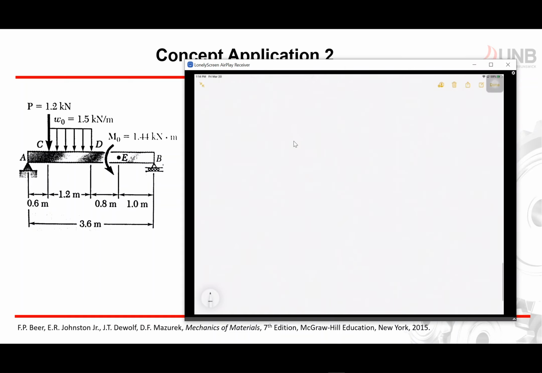Now, if I'm going to draw this beam right here, so that's A, that's B. Now I will just assume a force here, AY, and then you have your BY. Then you have a moment here, which is M naught, and then you have a distributed load. And then you have your force, concentrated load P.